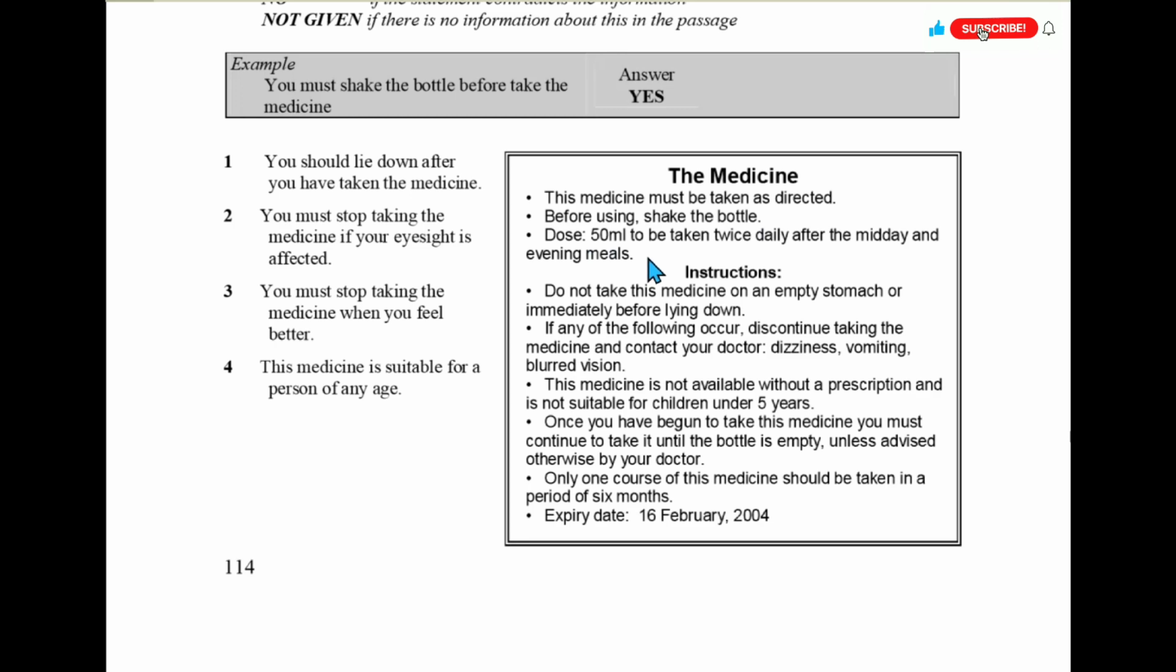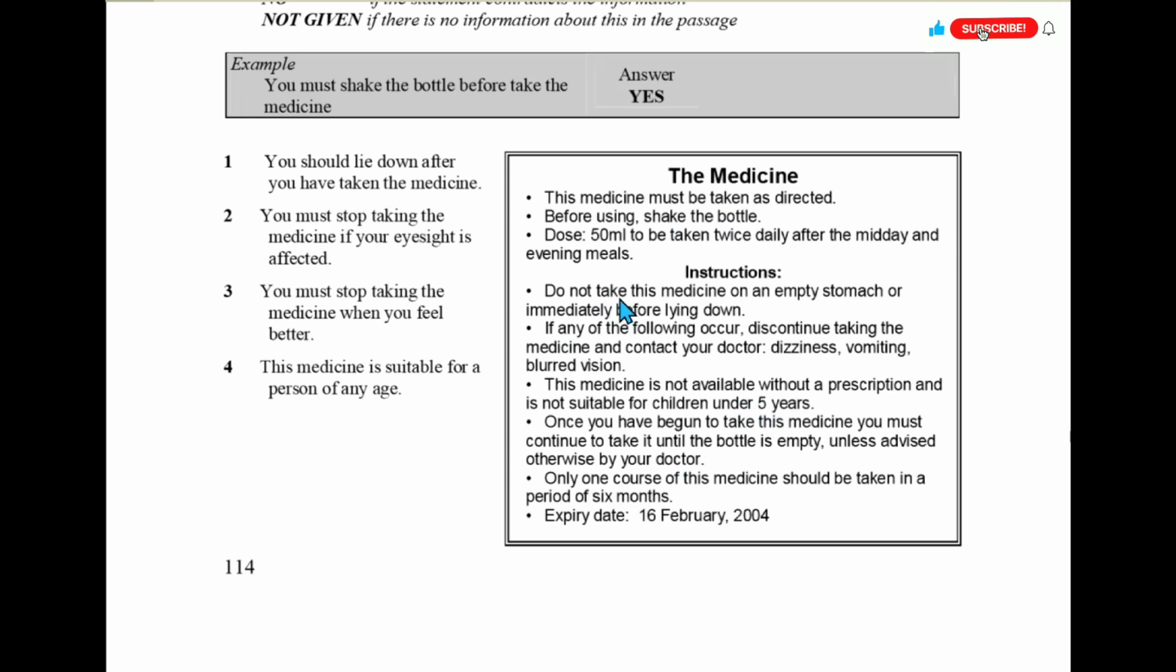So if we are checking the example, it says something about shaking, right? The second bullet point is shake the bottle. And the statement says you must shake the bottle before taking the medicine, and the passage says before using. So before taking, before using, it's the same thing, and you have to shake the bottle. That's the reason it is agreeing, and hence it is yes. Now let's check the instructions.